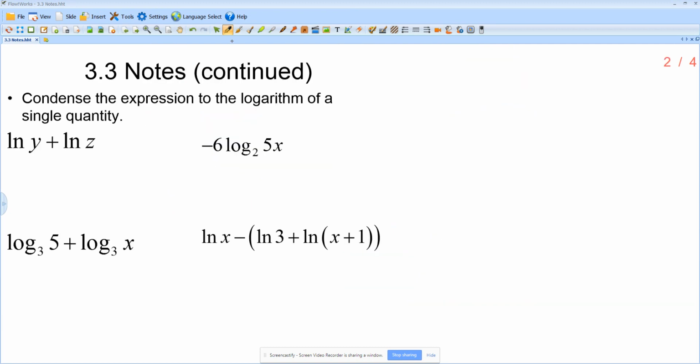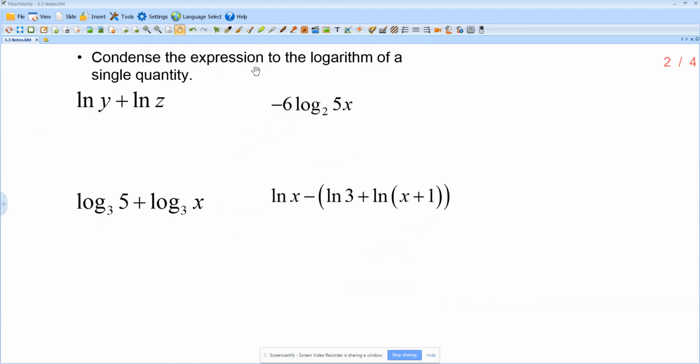Now getting to condensing. So this is just going the other way. I gave you the answer, the quote unquote answer, and I'm looking to write it as a single logarithm. So when I'm condensing, my final answer should just have one logarithm. So we'll start off easy. I have addition between logarithms. Addition between logarithms means I can multiply the arguments, yz, and just take the natural log of that. So natural log yz.